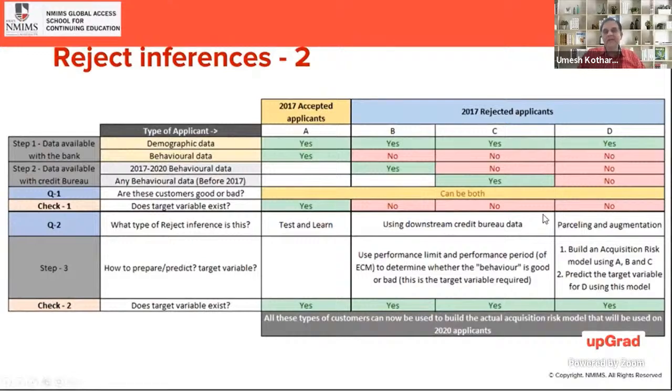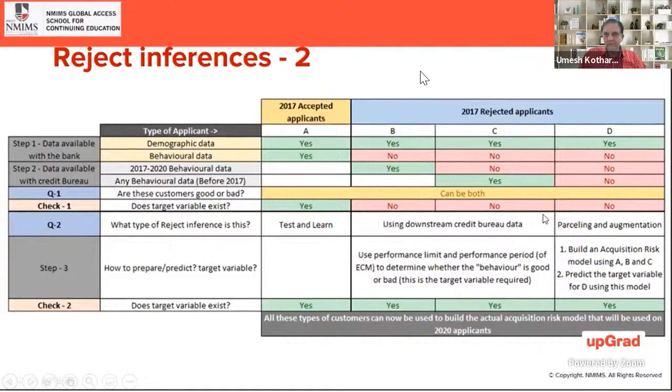And parceling and augmentation, in the absence of any data that is available to us, whatever little demographic data there is with us, we have extrapolated that to decide what we need to do. Is there anything that we need to do with this segment in terms of reversal of the rejections, to be able to accept them or not, or are they fraudulent or not? Whatever be the decision that you want to take with that.